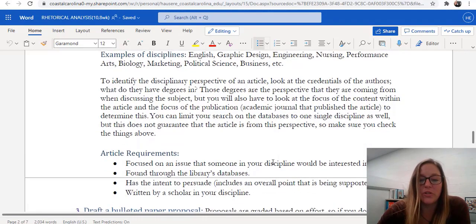Lastly, you can limit your search on the databases to one single discipline. Once you make a search through the one search bar, over on the left-hand side, you'll see a filter called discipline. So you can just choose yours there. However, that does not guarantee that that article is written in your discipline. These are computer generated, so still double check the author's credentials and the content of the article.